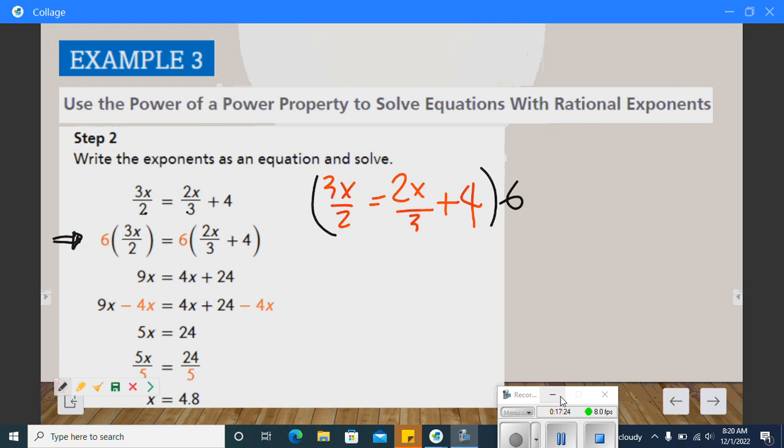So you have there 6 times 3x, it's 18x over 2, it's 9x. You have there 12x divided by 3, it's 4x, and 6 times 4 is 24. And you have to solve the value of x, therefore you have x equals 4.8.